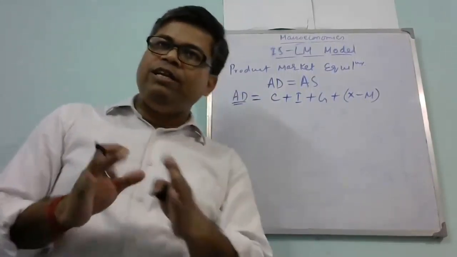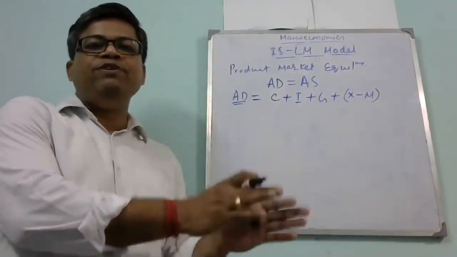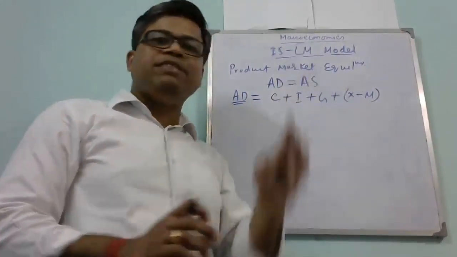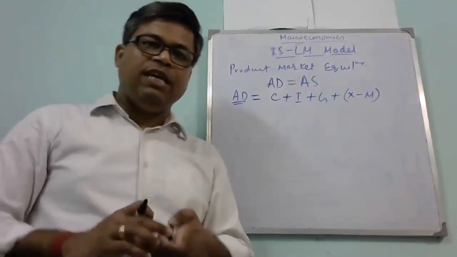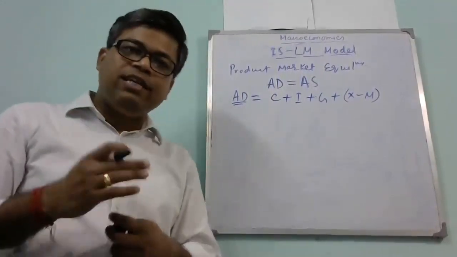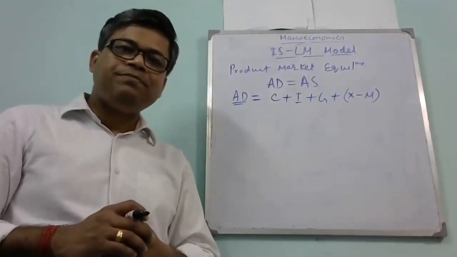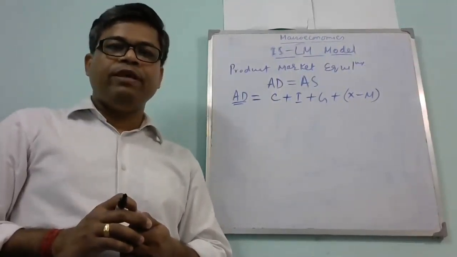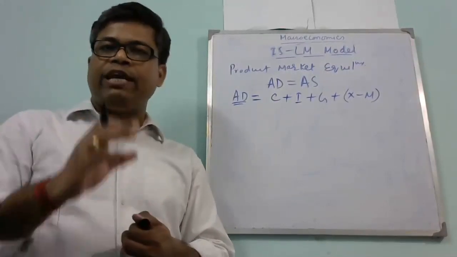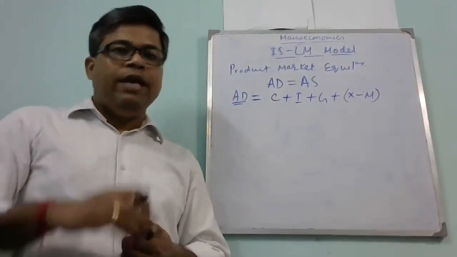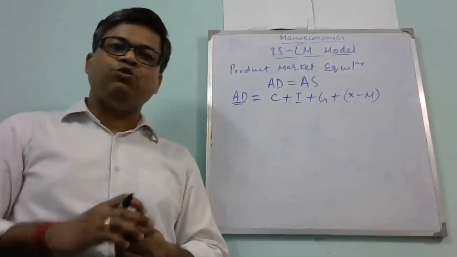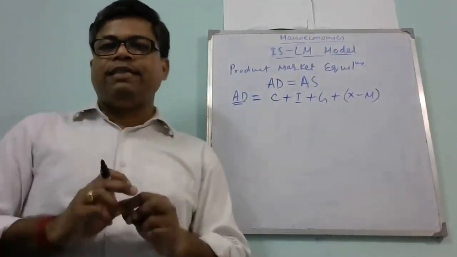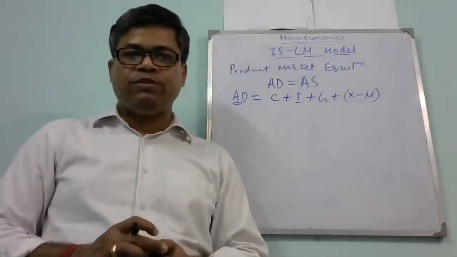I have already discussed in my previous videos what C, I, G, X and M stand for. I just repeat once again. C stands for the aggregate consumption expenditure. I stands for the aggregate investment expenditure. G stands for the aggregate government expenditure. X stands for the total exports, and M stands for the total imports. And X minus M is called the net exports.